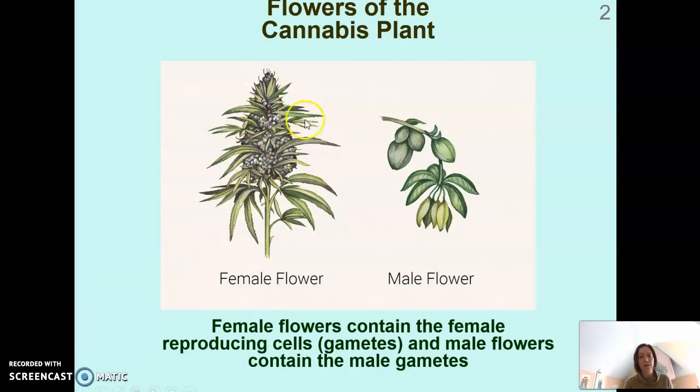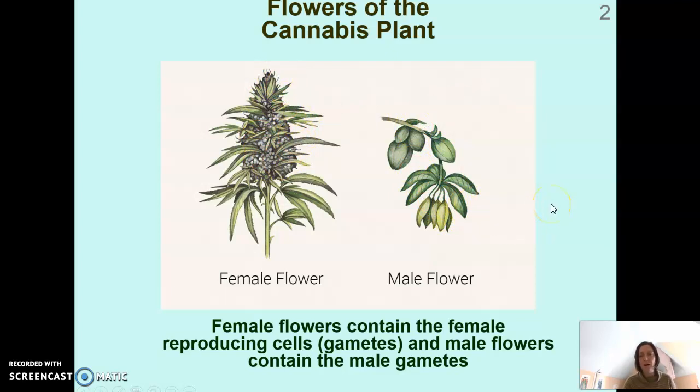This is a female flower shown here. This is a nice big cola with sugar leaves and fan leaves coming off of it. And over here is what the male flower looks like. The female flowers contain the female reproducing cells, and the male flowers contain the male reproducing cells, and male and female reproducing cells are both called gametes in general. So in here we've got the female gametes, over here the male gametes.